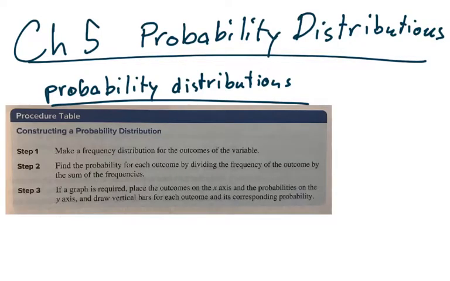So in order to analyze our results, we will be utilizing a tool known as a probability distribution. In order to make one of these, we're going to make a frequency distribution for all of the outcomes of this variable. We're going to find the probabilities for each outcome, and then if we need to, other than just a chart listing the probabilities, we can graph those by representing them with vertical bars.